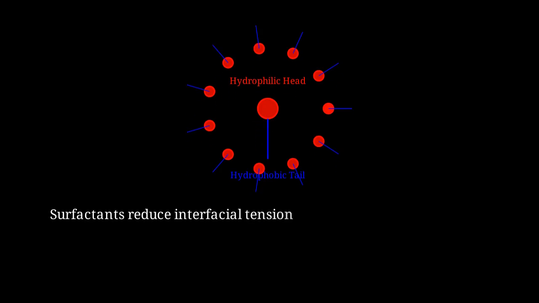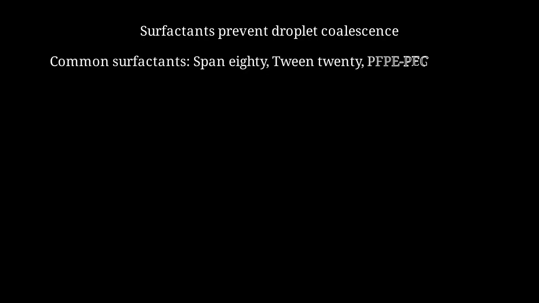Surfactants work by adsorbing at the oil-water interface and dramatically reducing the interfacial tension, making it easier to form droplets. More importantly, surfactants prevent droplet coalescence. Without surfactants, droplets would merge together, and we would lose our encapsulation. Common surfactants used in microfluidics include SPAN 80 for water and oil systems, TWEEN 20 for oil and water systems, and specialized fluorosurfactants for fluorinated oil systems.